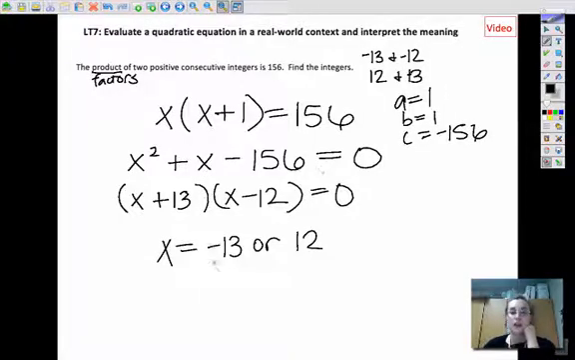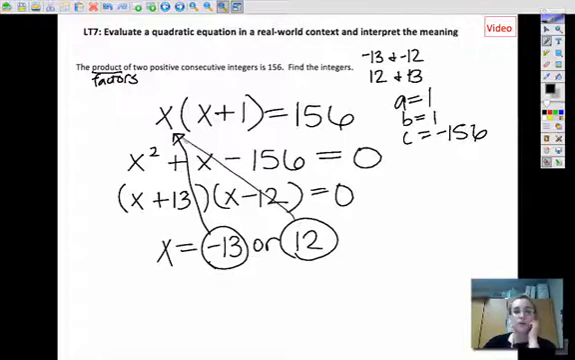156. I'm going to think about each of these as the solution for x, and then I have to think about the next consecutive integer. So in this case, negative 13 with negative 12 would be my two integers to be 156. And then in this case, if I think about 12 as my x, the next consecutive integer would be 13.